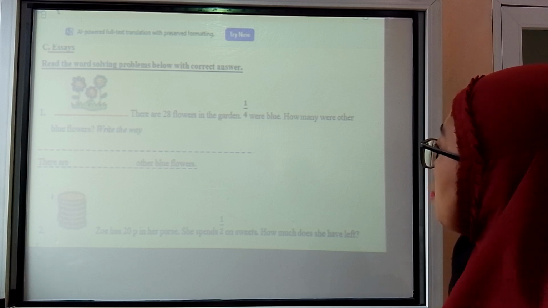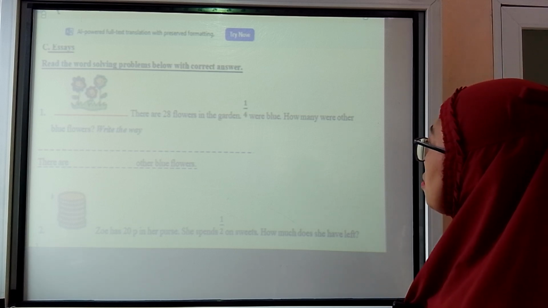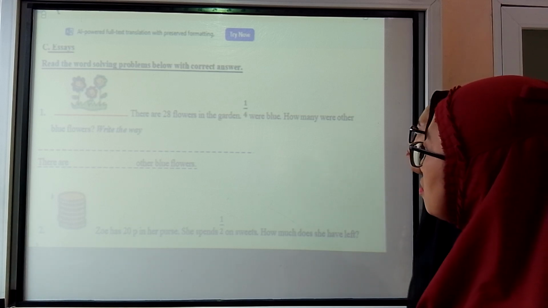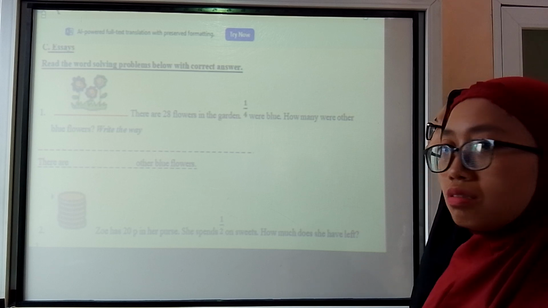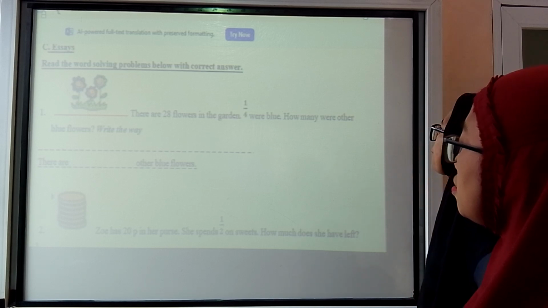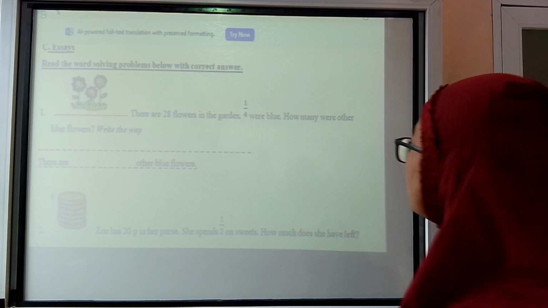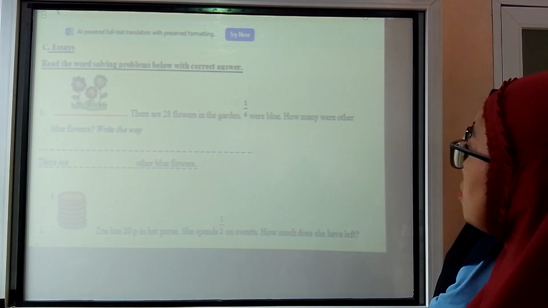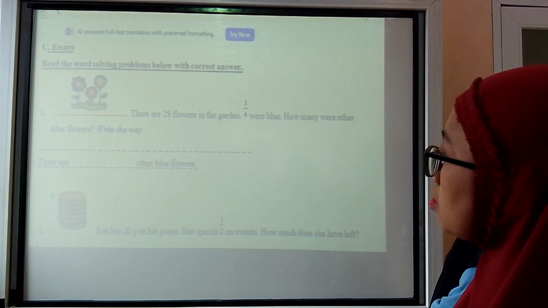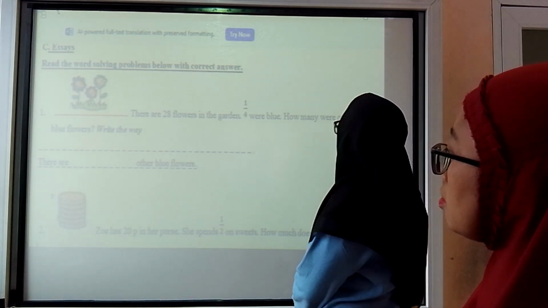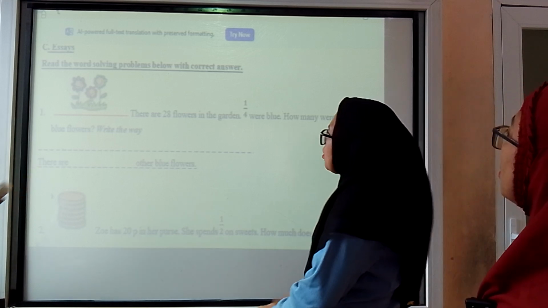Okay, Miss Julia. This one. Okay. There are 28 flowers in the garden. A quarter were blue. How many were other than blue flowers? Okay, there are two ways.